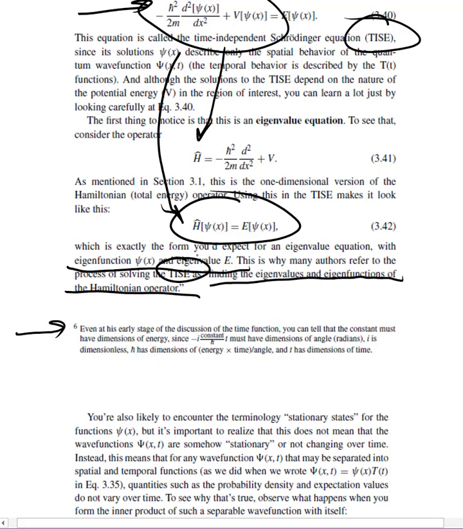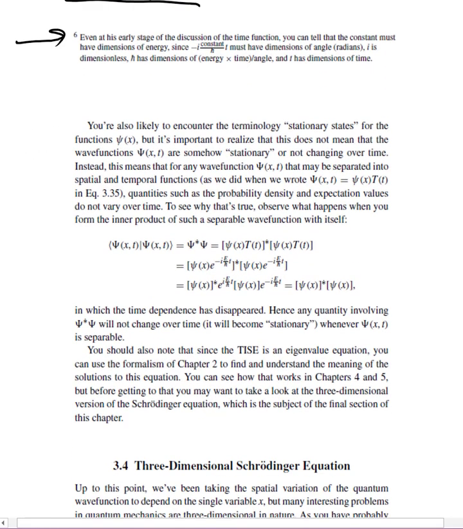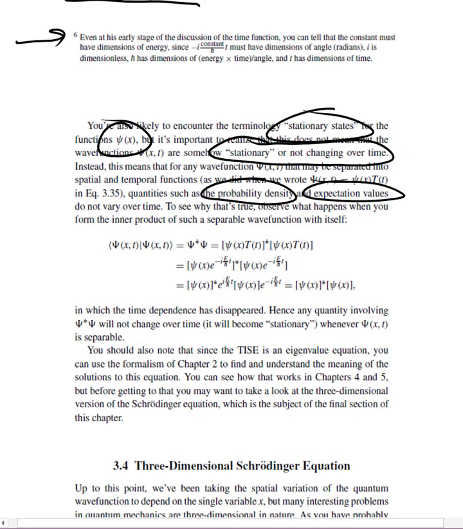One other point is that you're likely to see the terminology stationary states applied to the functions psi of x. Some people think that might mean that psi of x and t is somehow not changing or stationary over time. That's not what it means. Stationary states simply mean quantities such as the probability density or expectation values do not vary over time.